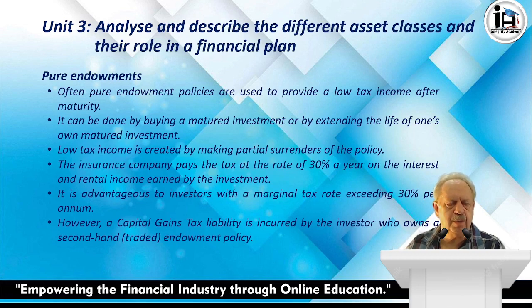Often pure endowment policies are used to provide a low income after maturity. It can be done by buying a matured investment or by extending the life of one's own matured investment. Low tax income is created by making partial surrenders of the policy. The insurance company pays the tax at a rate of 30% a year on the interest and rental income earned by the investment.